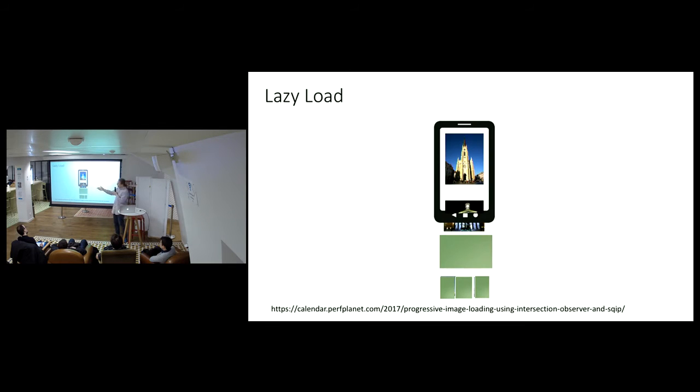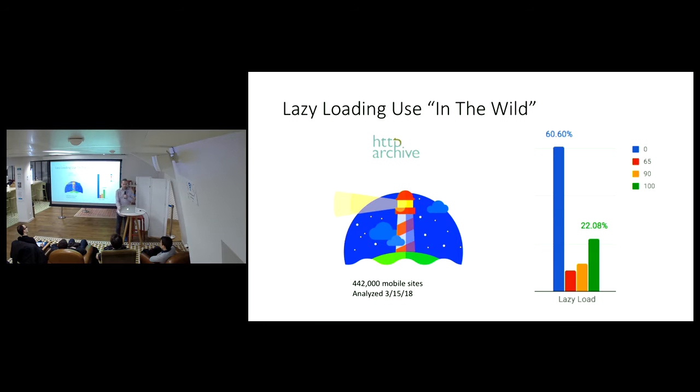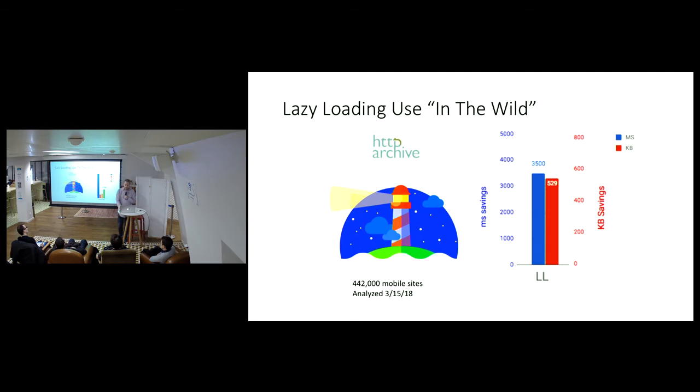You can use some JavaScript with the intersection observer, so that when these appear on the screen, you download them later. And you end up saving a whole lot of data. Not many websites are doing this today. Again, 60% completely fail this. But by lazy loading, by not loading those images that aren't on the screen right away, you can make your page 3.5 seconds faster and use 500K less data on average.